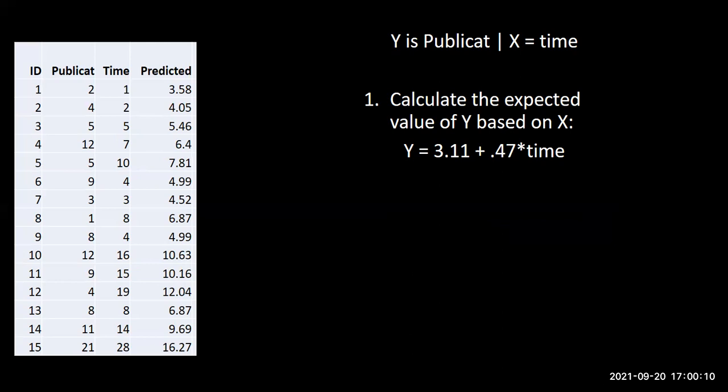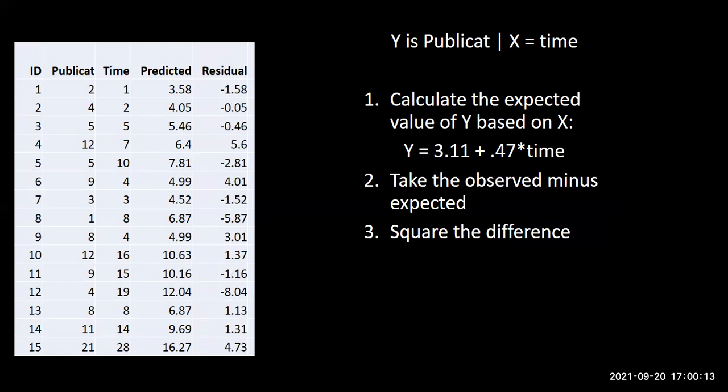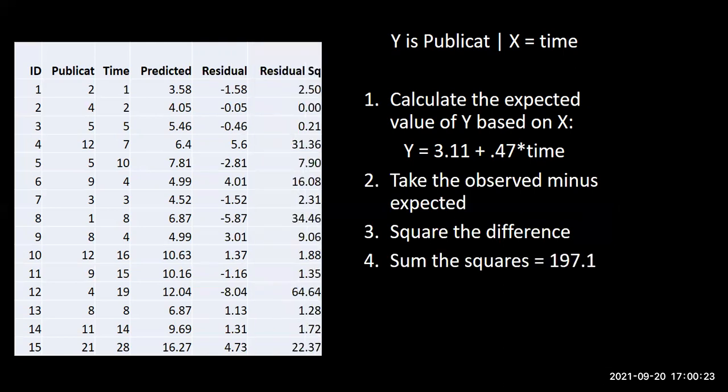So now I'm going to take, just like we did before, the observed value and subtract the expected value, and I get a residual. And once again, we're going to square the difference. Look at this. Ooh. And then when I sum the squares, I get 197.